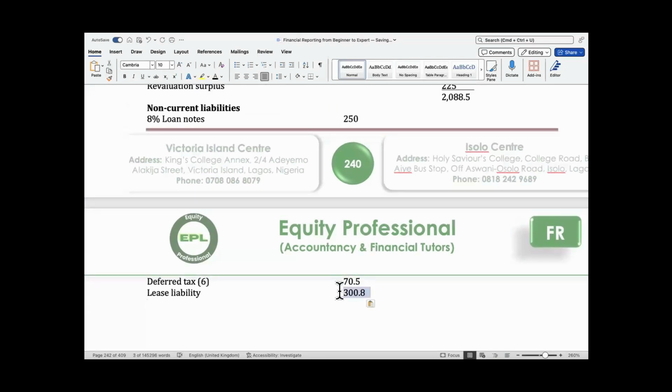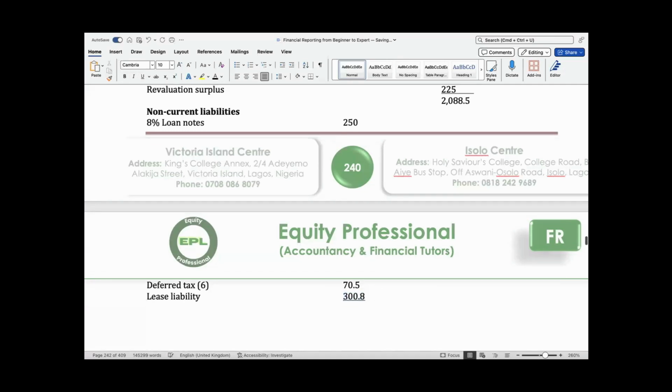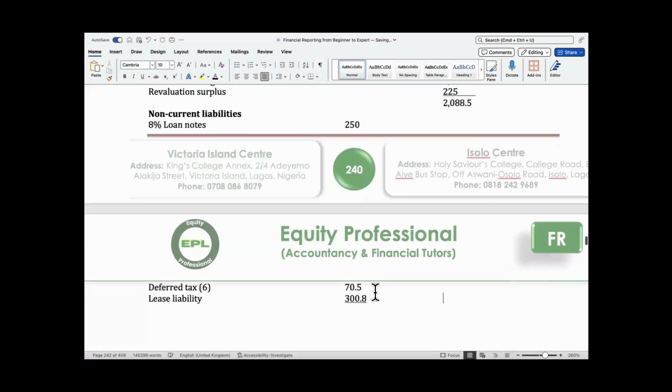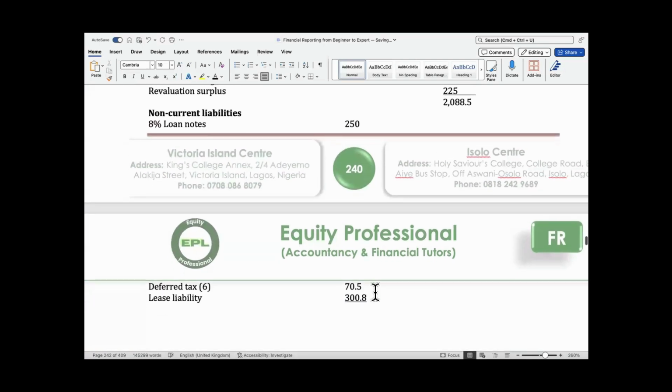Okay, these are the items. So can you sum these three together, please? 250 plus 70.5 plus 300.8. How much is that? 621.3.